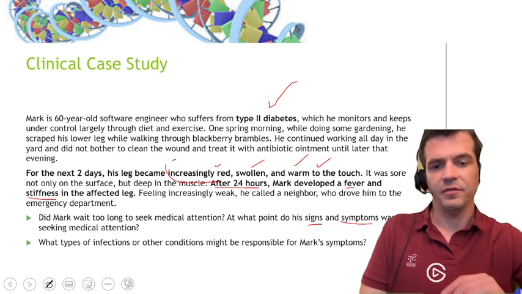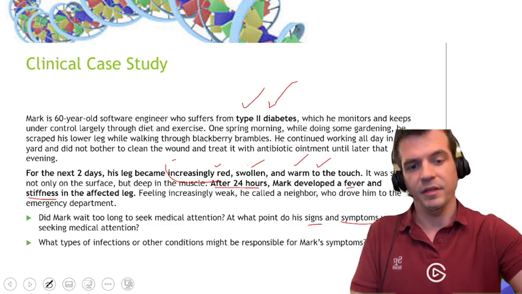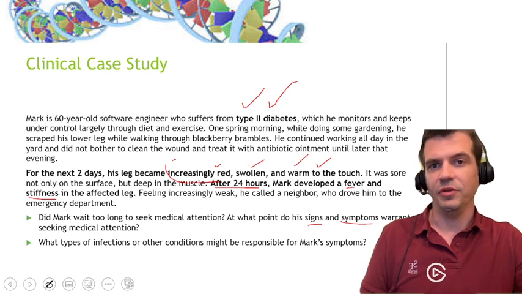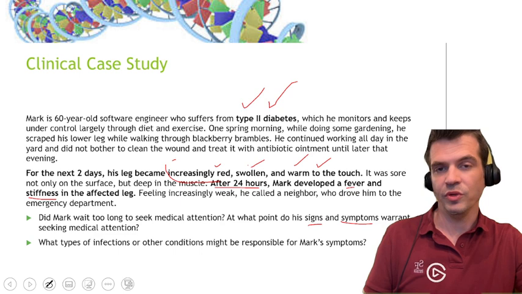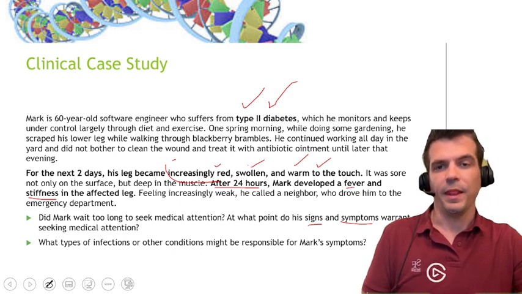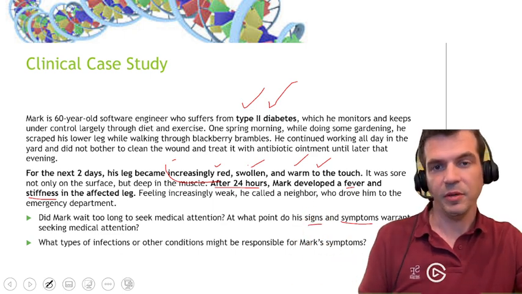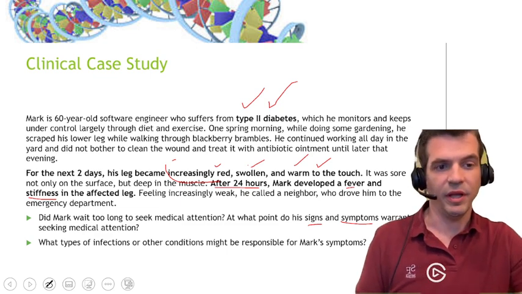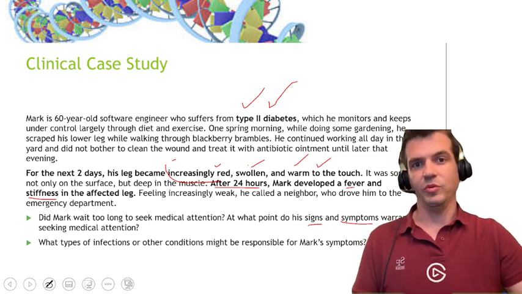What other types of infections and conditions might be responsible? We went over that. Type 2 diabetes could give you some stiffness in your leg, but probably not all those above. Especially since it's at the wound. You want to think that it's not the diabetes, that it is actually probably a bacterial infection that he received from a plant or stick or piece of dirt that got into his wound.